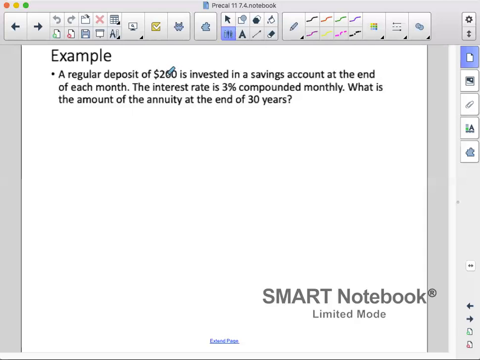So writing out what we have, first thing we come across is our regular payment of $200. Interest rate is 3% compounded monthly. So our interest would be 0.03 divided by 12 because it's being compounded monthly. So that gives us 0.0025. Our N value is how many compounding periods total. So it's compounded monthly, so that'd be 12 times 30 years, so 360. And now we're ready to go into our formula.